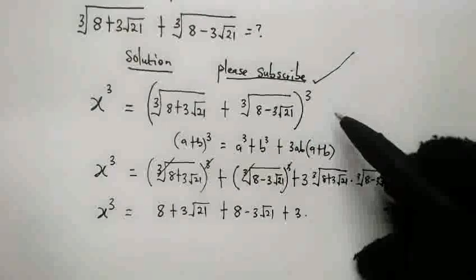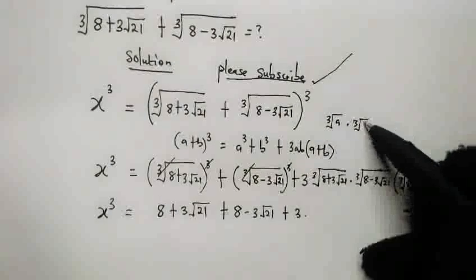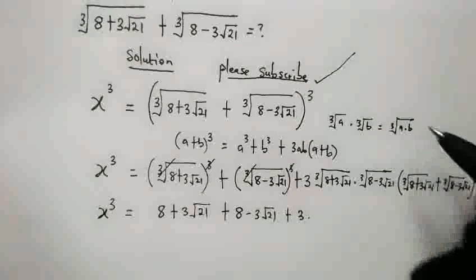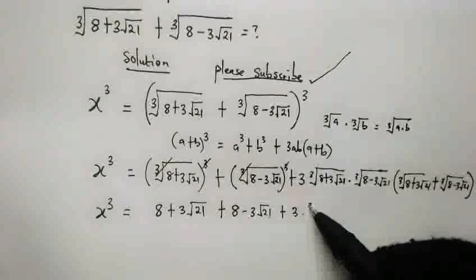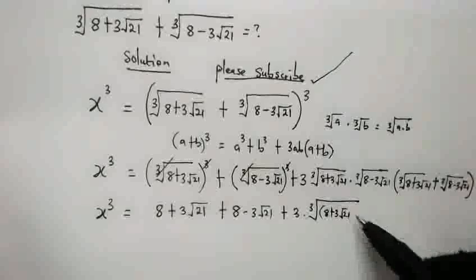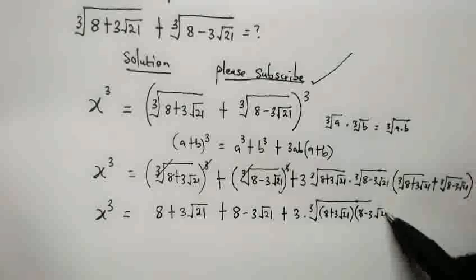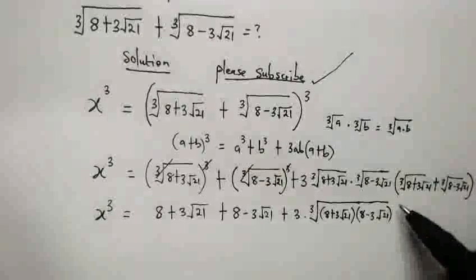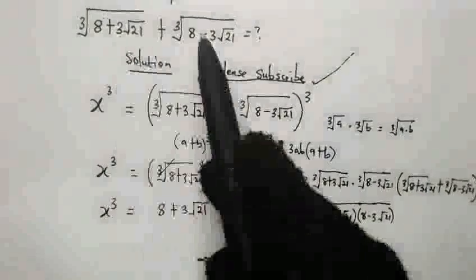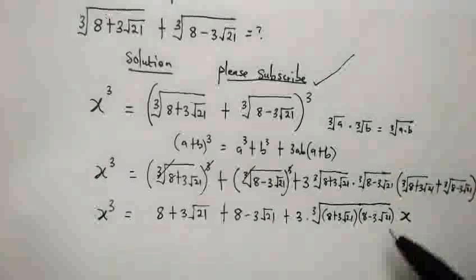Do not forget this identity that the cube root of a times the cube root of b is equal to the cube root of a times b, right? So here this is going to be equal to the cube root of 8 plus 3 root 21 multiplied by 8 minus 3 root 21, right? Then we know that in this bracket we just have exactly this, which is equal to x. So here we have this is equal to x.